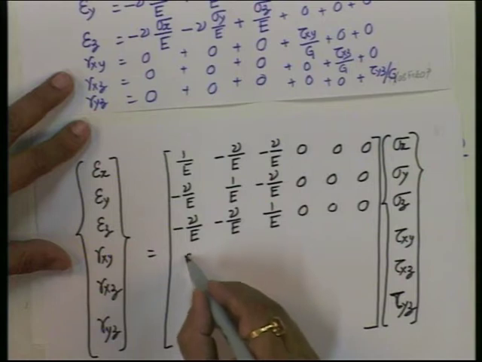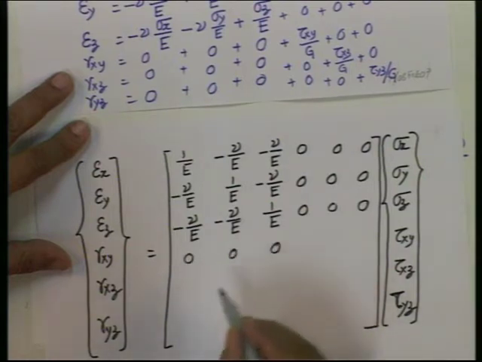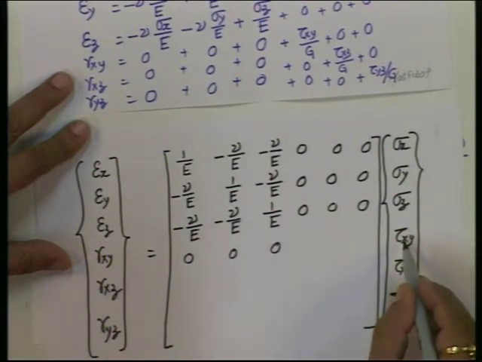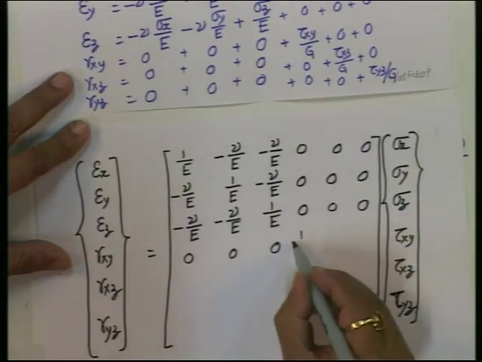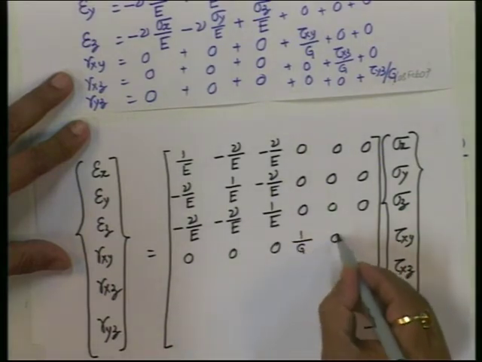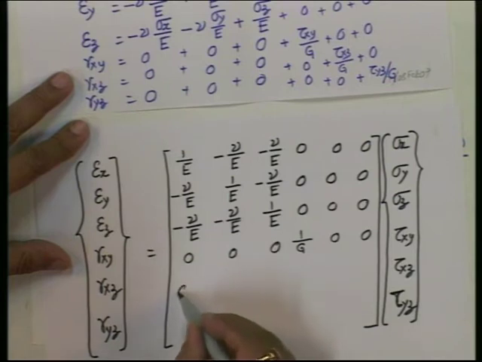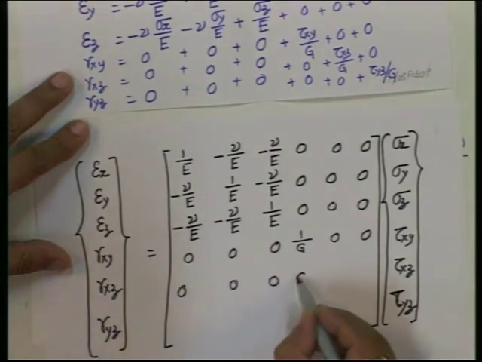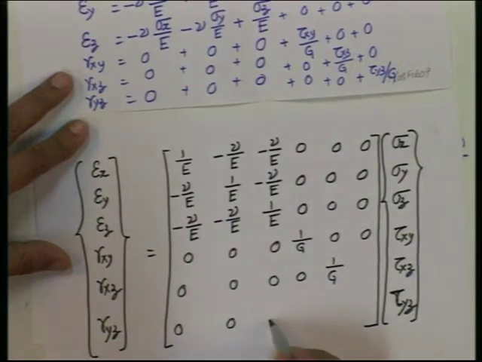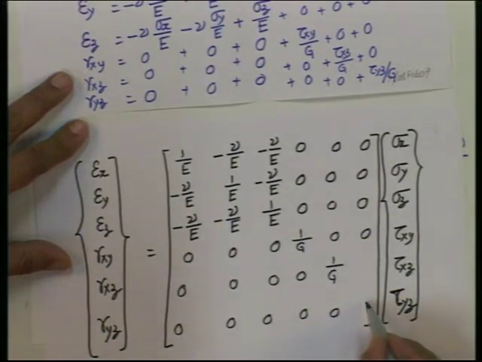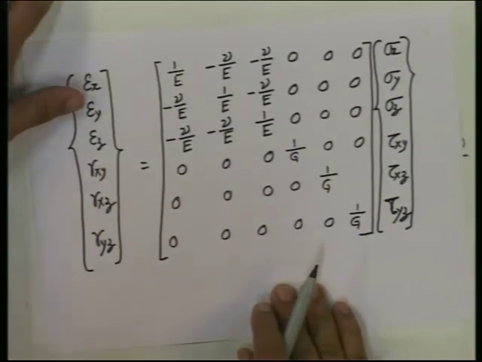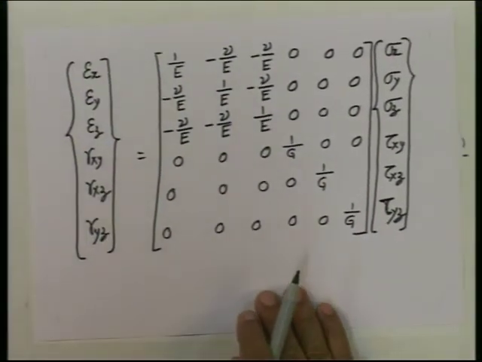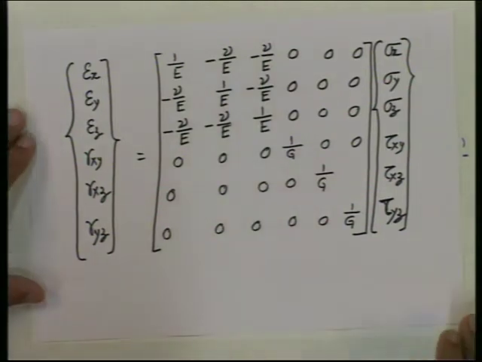So, there will be 3 zeros, 1 2 3 zeros, and then this is 1 by G, then 0 0 0. Then this one will be 4 zeros, 1 by G. Then this will be 5 zeros, 1 by G. So, this defines it. In matrix notation, the strains are related to stresses by this.